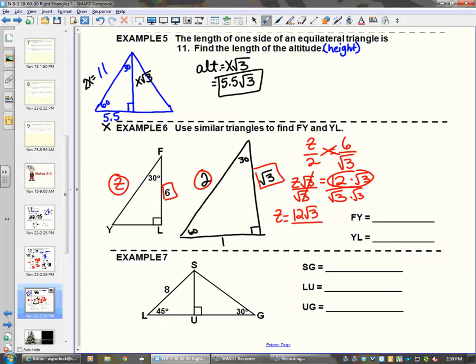And what's going to be on the bottom? Square root of 3 times square root of 3 is just 3. And that actually reduces to what? 4 square root of 3. Perfect. Which told us the length of FY.